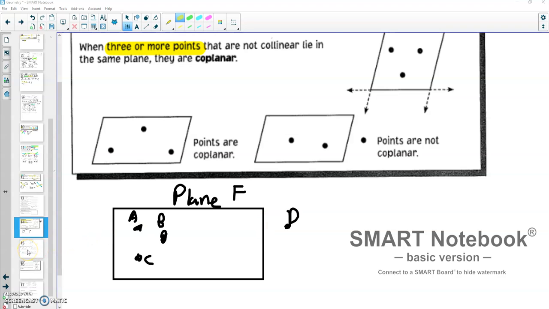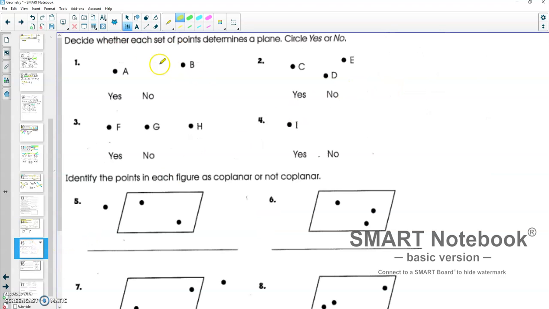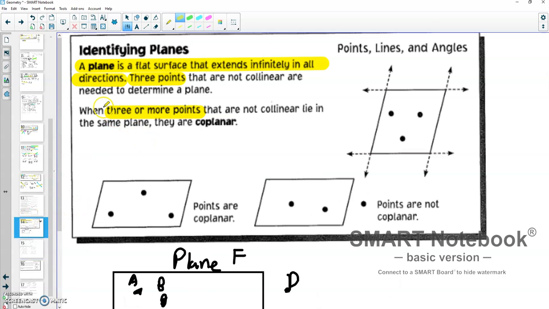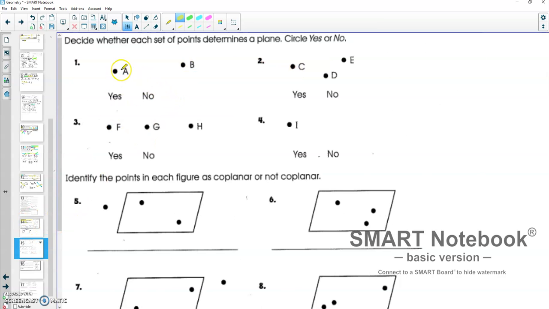Okay? So let's look at some of the examples on our homework. Determine whether each set of points determines a plane. Circle yes or no. So, could I make a plane out of these 2 points? I'll give you the answer. It's no. Why? Because we need 3 or more points. This is only 2 points, so this is not coplanar, or we can't make a plane. If I drew like that, I see 1, 2, but no 3. So your answer should be no.